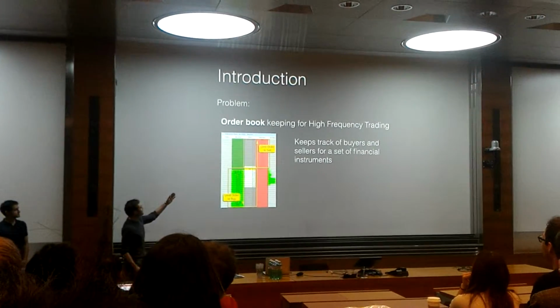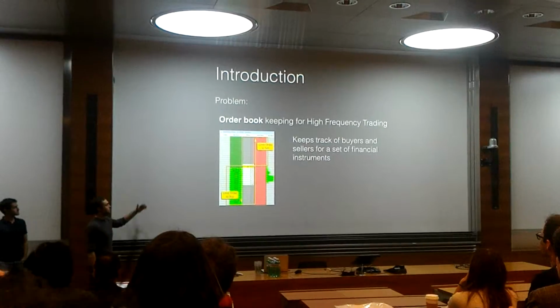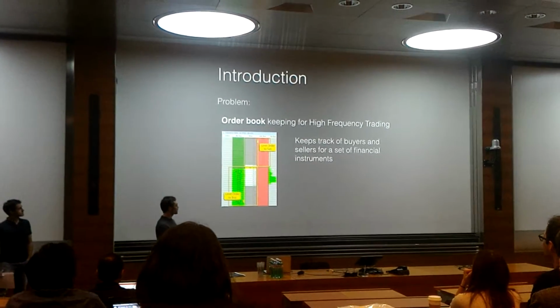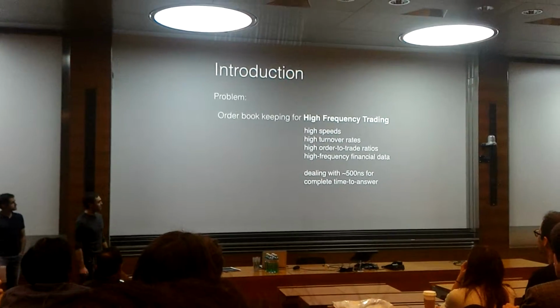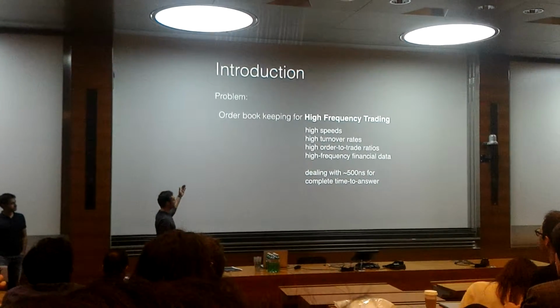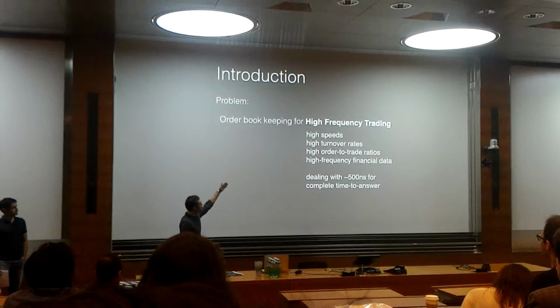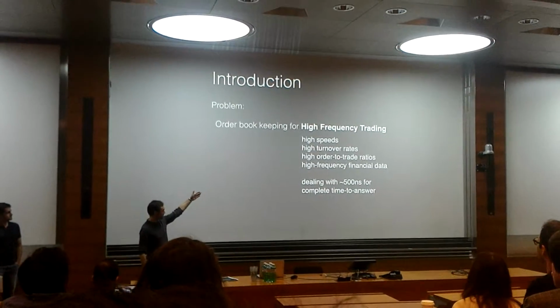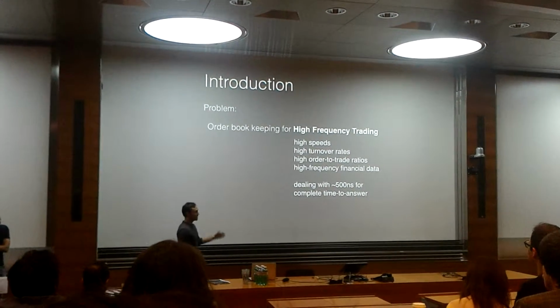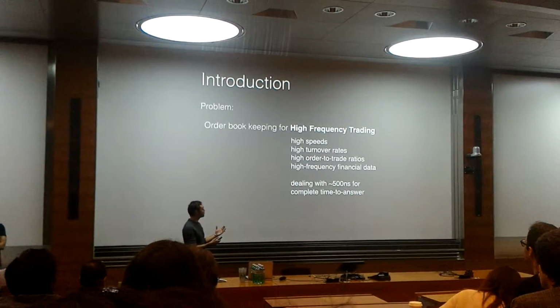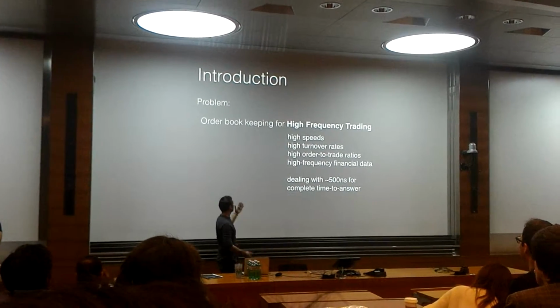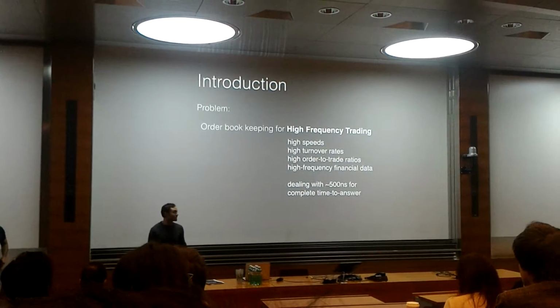An order book is a book which keeps track of buyers and sellers for a set of financial instruments or stocks. Whereas high frequency trading means that this kind of trades occurs at high speed with high turnover rates, high order-to-order trade ratios, and high frequency financial data. To give you a feeling, we are dealing with a fraction of milliseconds to give a complete answer for the data that we are analyzing.